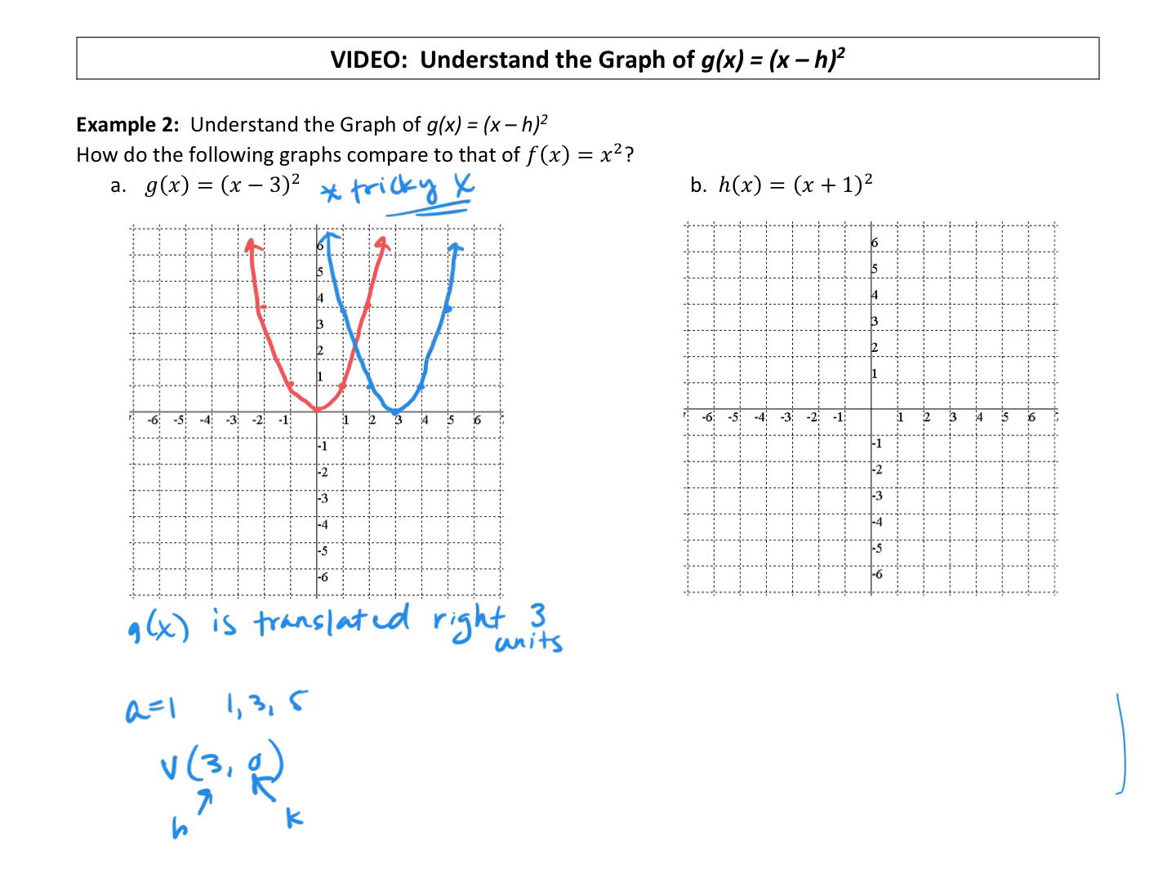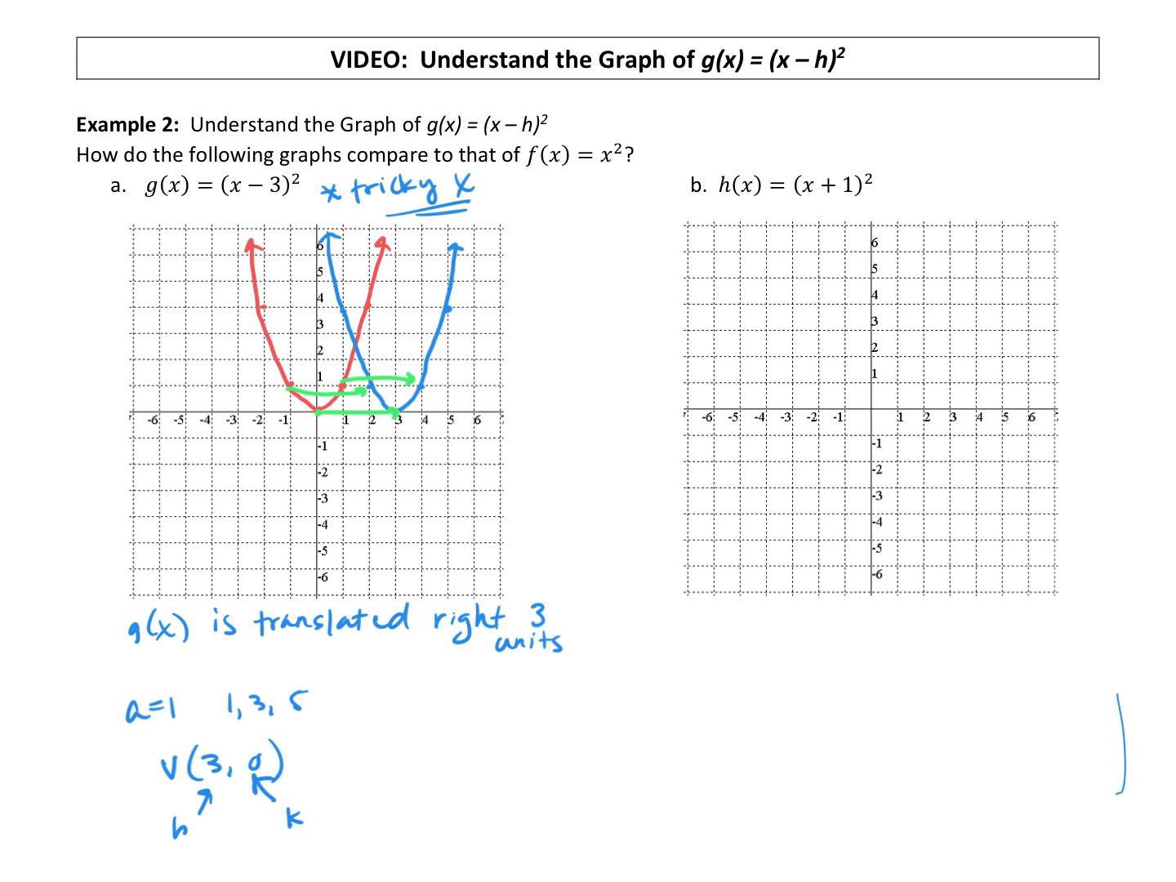And what we notice, how do they compare? Well, here's the original vertex. It just shifted to the right 3 units. This point shifted over to here 3 units. This point shifted over here 3 units. Every point in the parent function just got translated to the right 3 units.